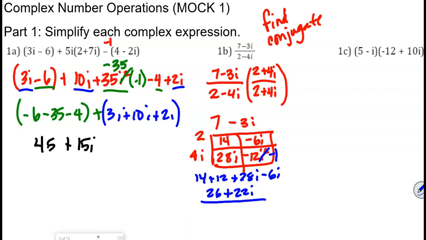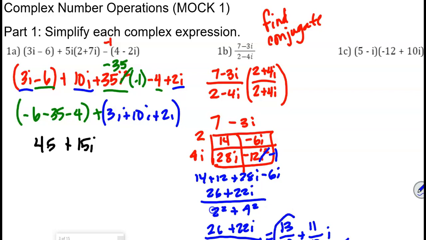Now, if you recall, the shortcut that I taught my students was we square the first term and we square the second term and we add them together, because when we square i, it's always going to change to a positive. So now let's go ahead and simplify this. It's going to be 26 plus 22i over, this is 4 and 16, so that's 20. Now notice all of this can be reduced by 2. So this is going to be 13 over 10 plus 11 over 10i. And that's our final answer right there.